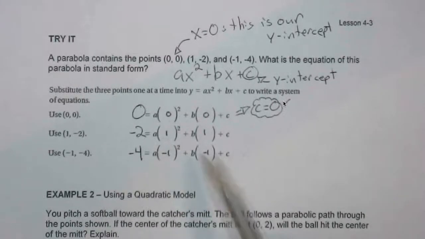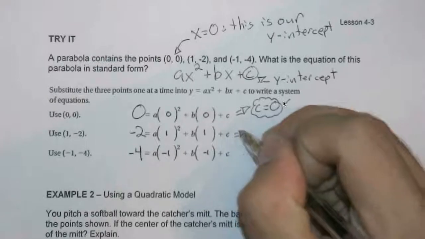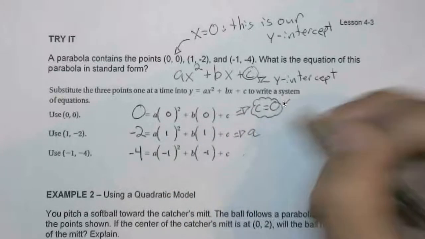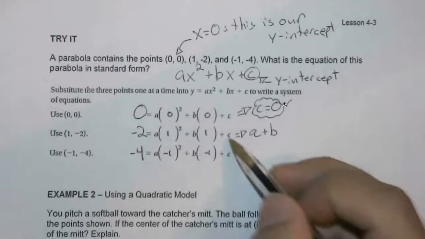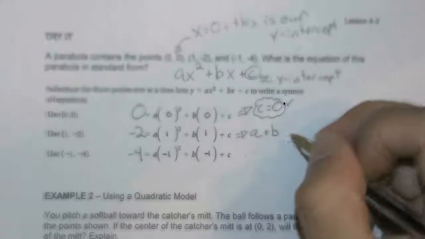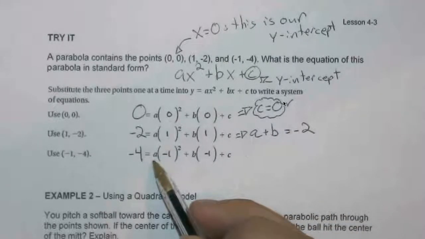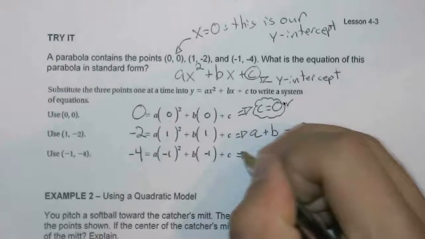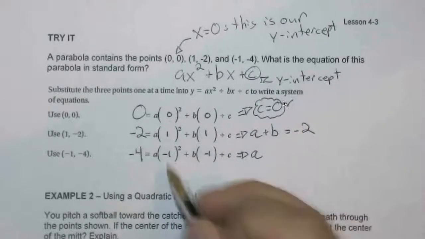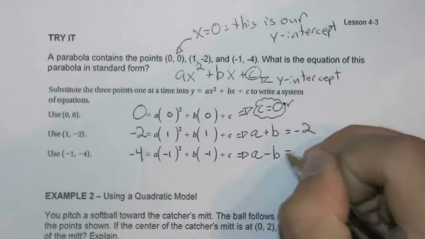We also know if we simplify this, 1 squared is 1. So a times 1 is just a. Adding on b times 1 is just b. C is 0, so I'm not even going to write that. And this all should equal -2. If we simplify this last equation, -1 squared is just 1. So this should be just 1a. We're then deducting b, and this should be equal to -4.